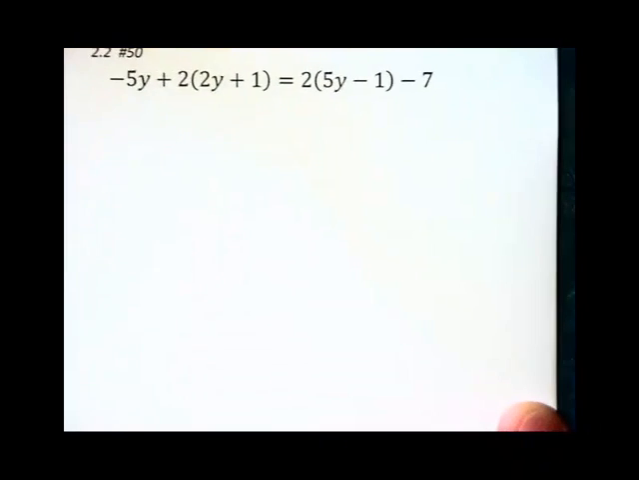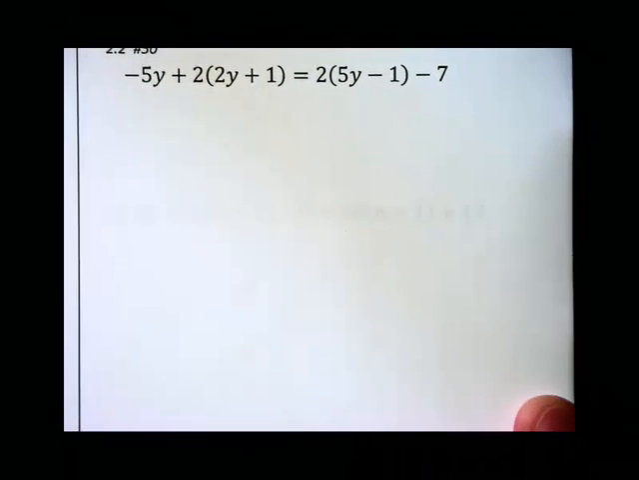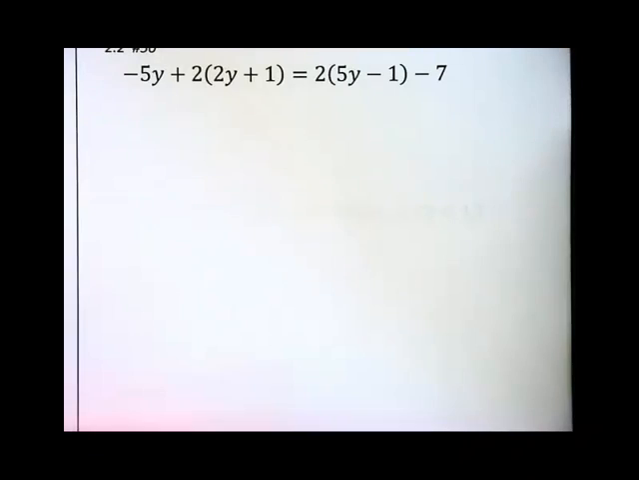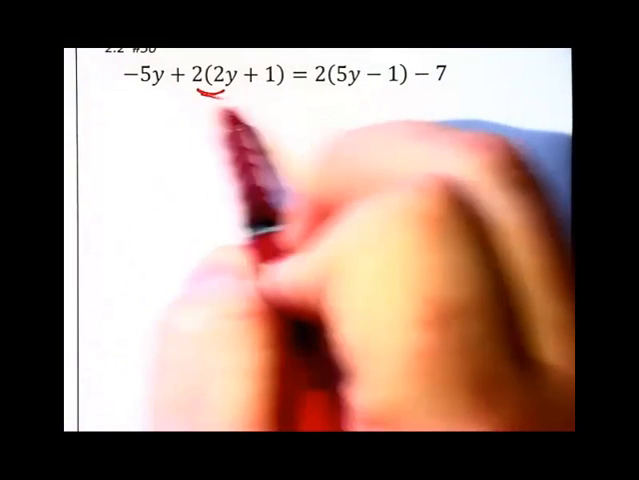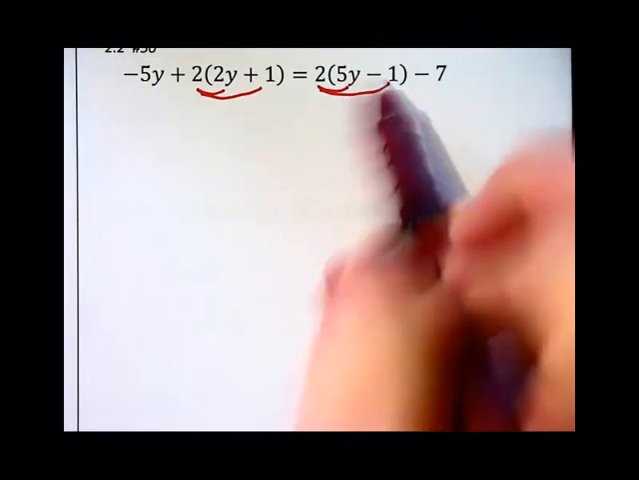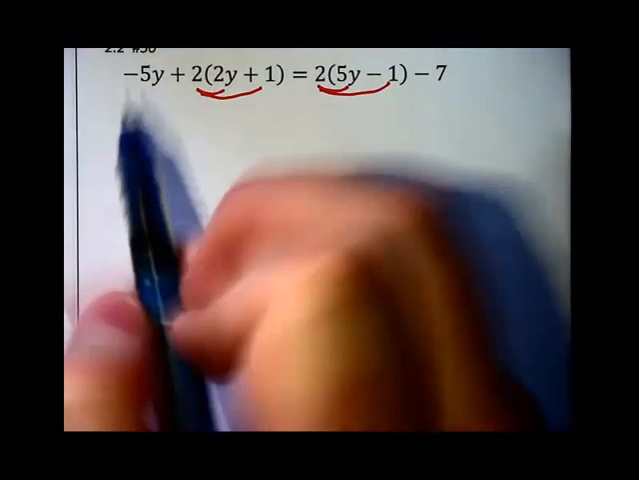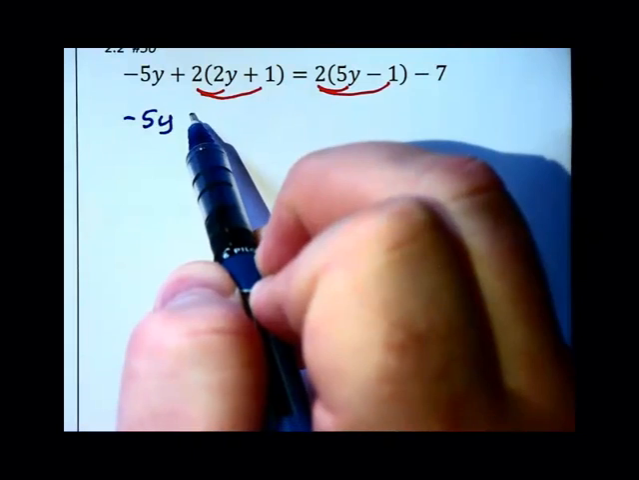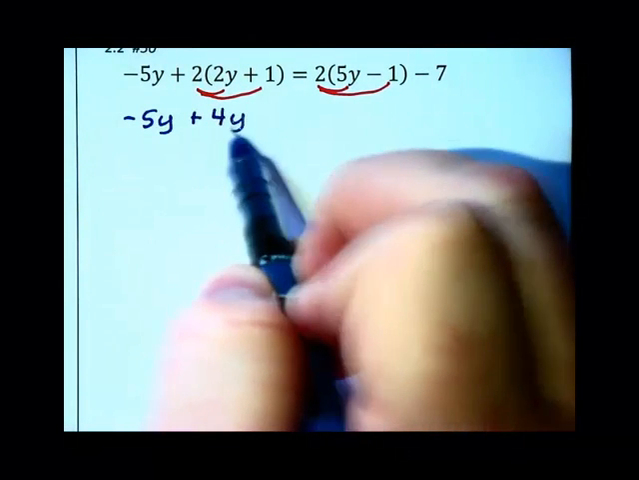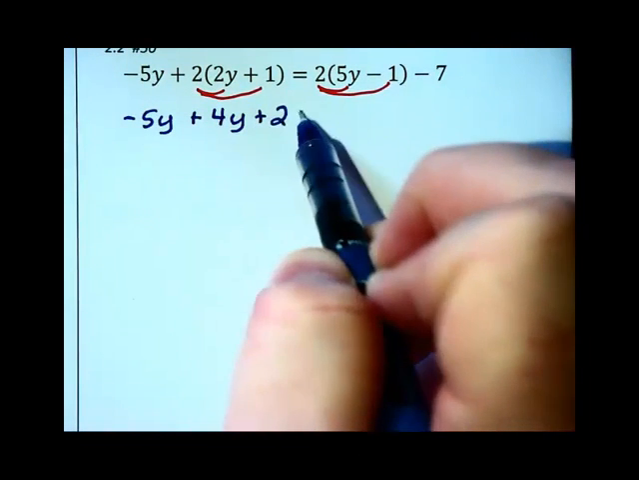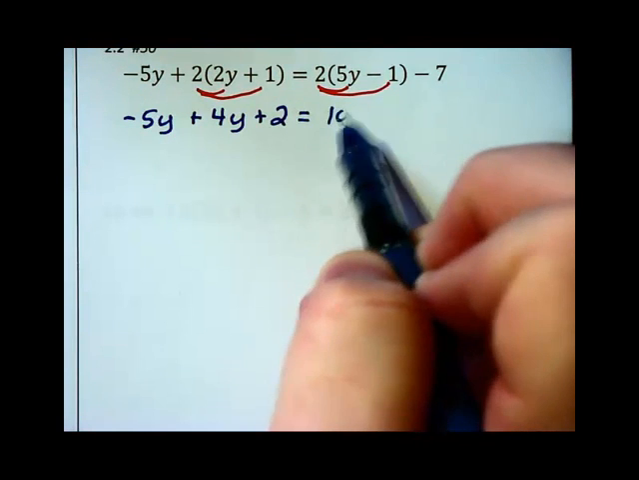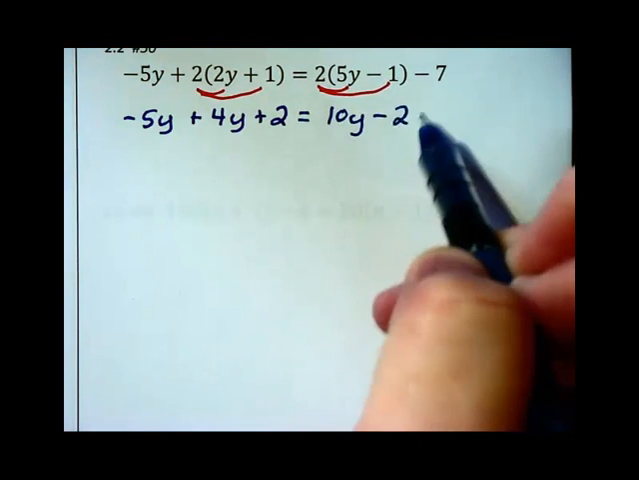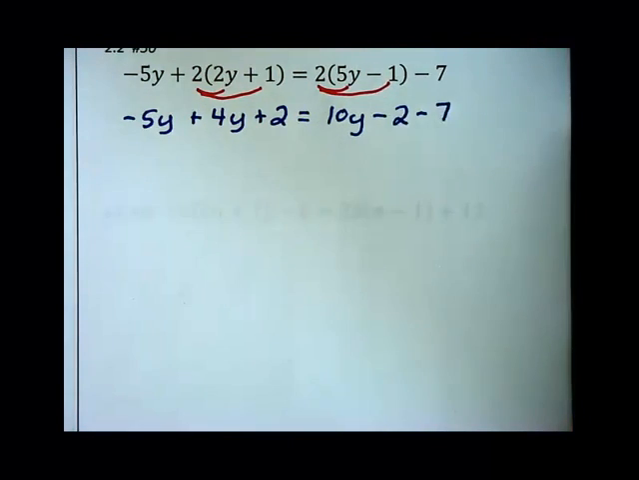Okay, let's do another one of these messy problems here. We're going to begin by doing distribution. This time we see there's distribution on each side of the equation. So leave the negative 5y on the left and begin multiplying. Plus 4y plus 2 equals, distribute again, 10y minus 2 minus 7.